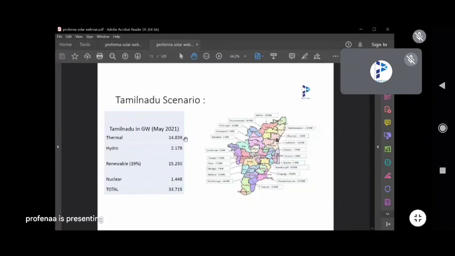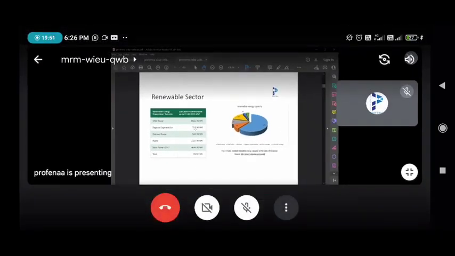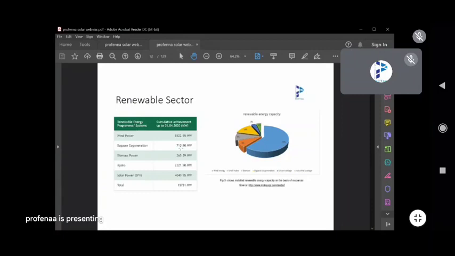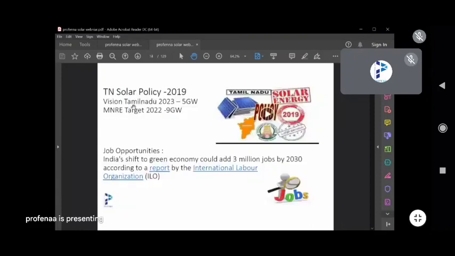This is the Tamil Nadu scenario, especially for renewables. I am talking about Tamil Nadu only. In India in total, 40 gigawatts are installed and the target is 100, so there is a gap of 60 gigawatts. In Tamil Nadu itself, the installed capacity is 4 gigawatts. What is the target for Tamil Nadu? The vision for Tamil Nadu 2023 is 5 gigawatts. This is TEDA, the State Nodal Agency, and they have given a target of 5 gigawatts. We installed 4 gigawatts, so there is a gap of 1 gigawatt.